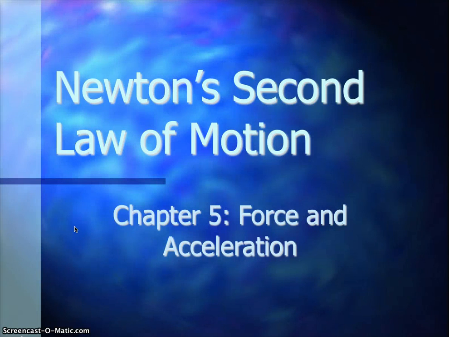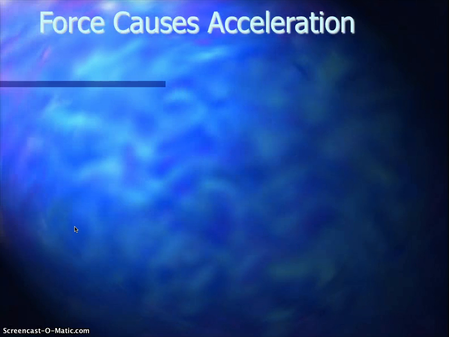So this is the first part of Newton's second law of motion. This is on chapter 5, force and acceleration. As you are already well aware, all forces, especially net force, will cause an acceleration. And so the equation that we have grown to love is F net is equal to ma.